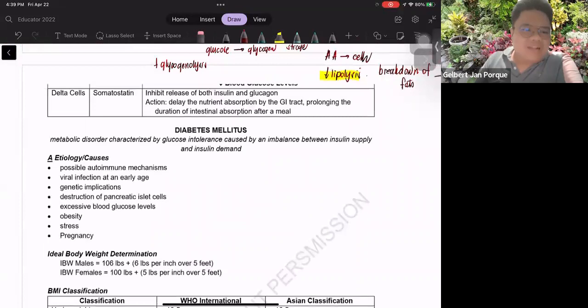Now, you have your somatostatin. Medyo complex na gani ang function ni somatostatin. It would inhibit the release of both insulin and glucagon. Siling nila, it would be working for the negative feedback mechanism daw. So one of the action is to delay the absorption of the nutrients from the GI tract para kuno nga si insulin hindi magtamaan ng action. And also, class, it would prolong the duration of your intestinal absorption after a meal.